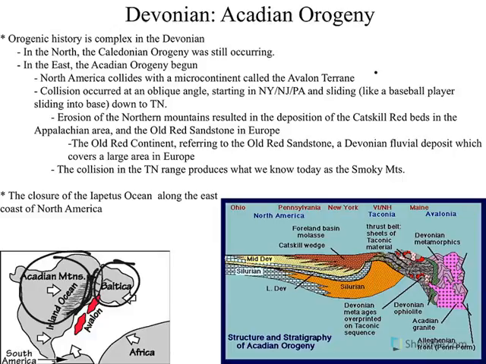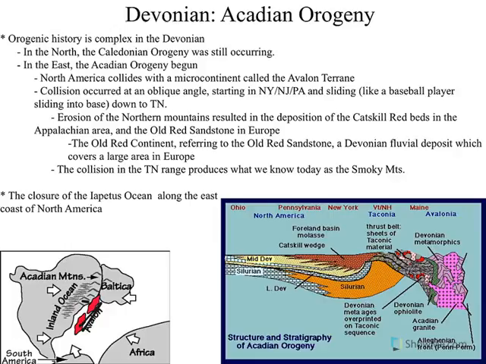But what we see are these islands coming in, these little microcontinents, which we call the Avalon terrane, and they're going to come in and collide. What's really interesting is they're not coming in straight. As you can see, they're coming in at an angle. It's occurring like a baseball player sliding into home base. These islands are sliding in and colliding with North America.